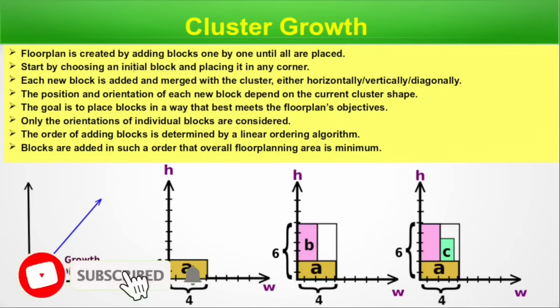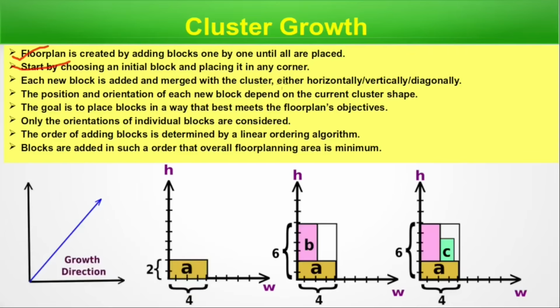We will move to the next slide. Cluster growth. Floor plan is created by adding blocks one by one until all are placed. Start by choosing an initial block and placing it in any corner and growing in that direction. Each new block is added and merged with the cluster either horizontally, vertically or diagonally. The position and orientation of each new block depend on current cluster shape. The goal is to place blocks in a way that best meets floor plan objective.